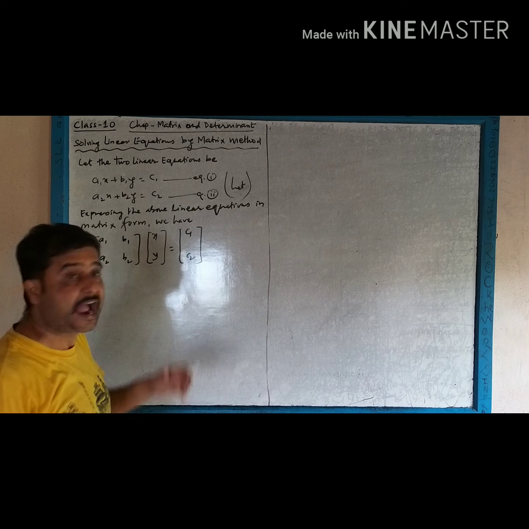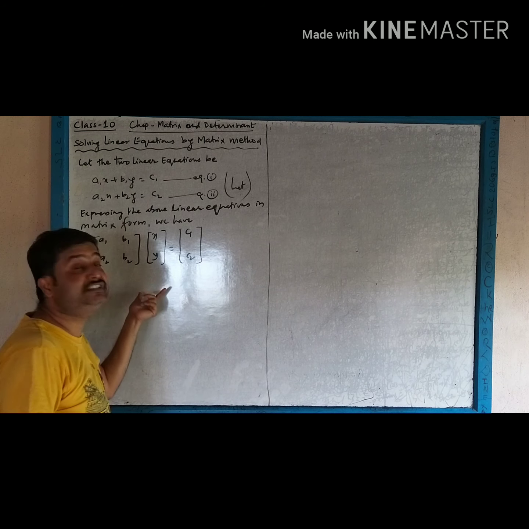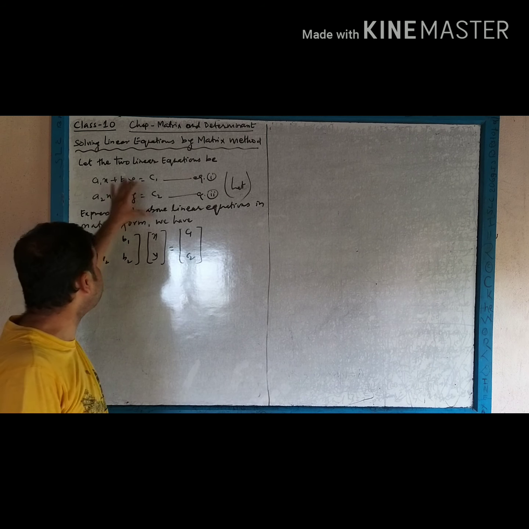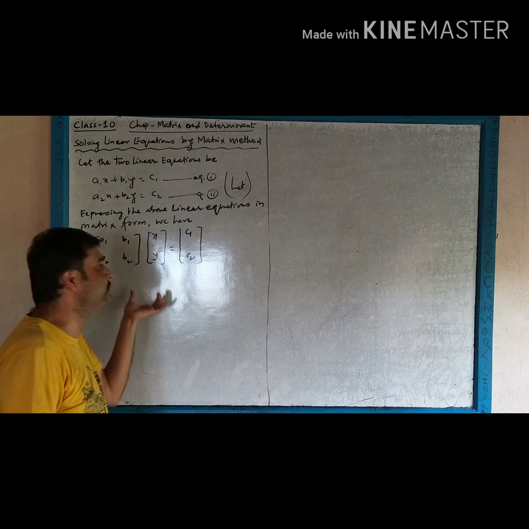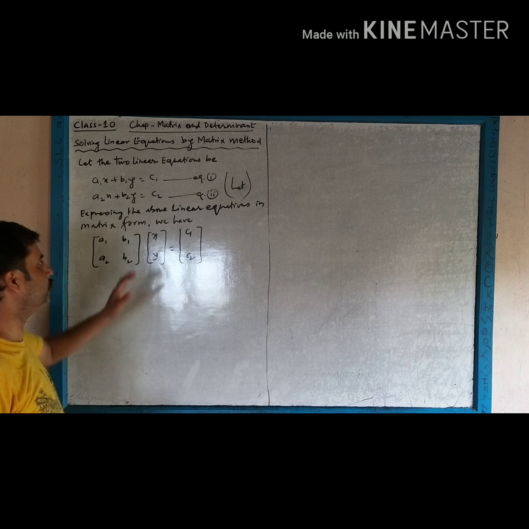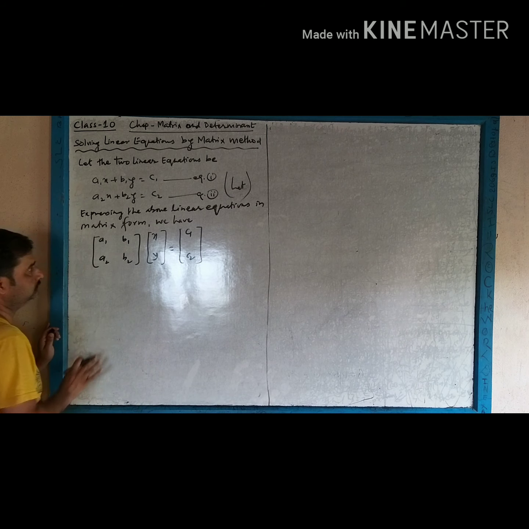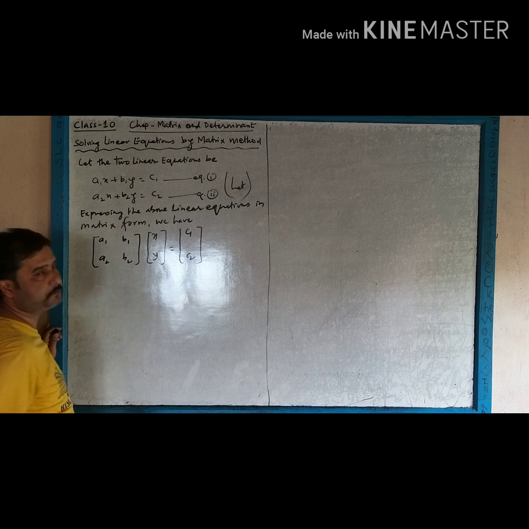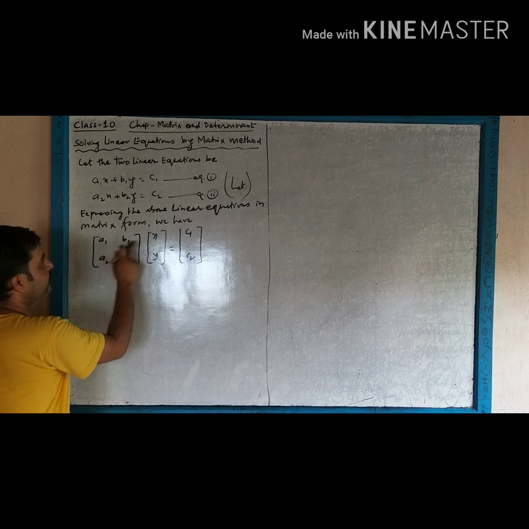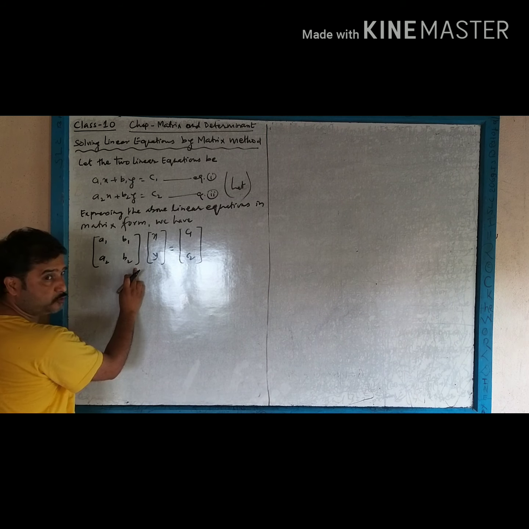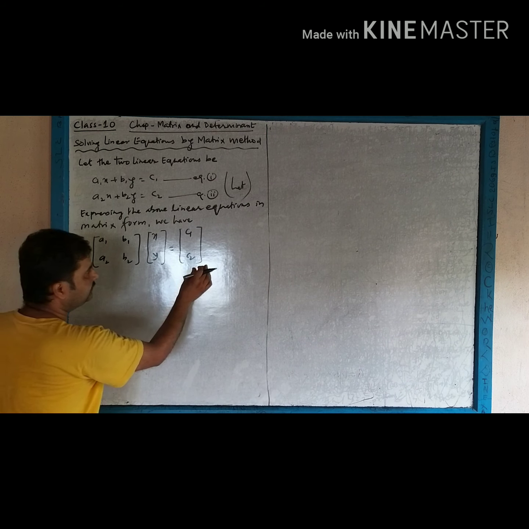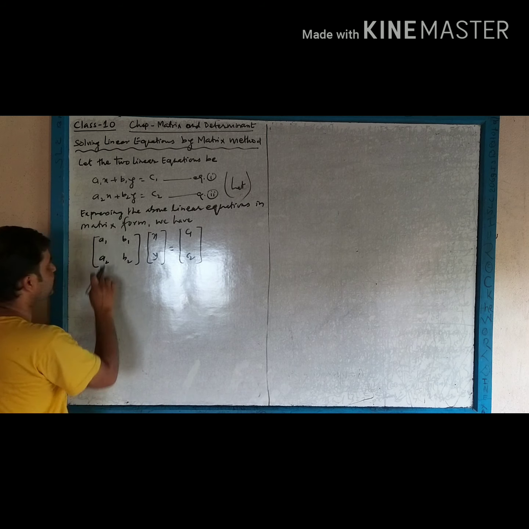Now your question is how these two linear equations can be expressed in this form. So let's go back and multiply this first of all, and see how it will happen. These are two matrices. One is of order 2 by 2 and the other is of order 2 by 1, and this is order 2 by 1. If you multiply this matrix, what will you get?